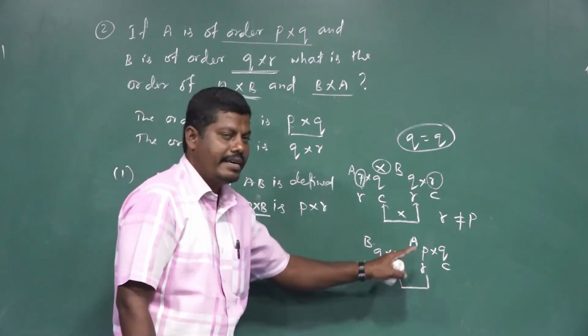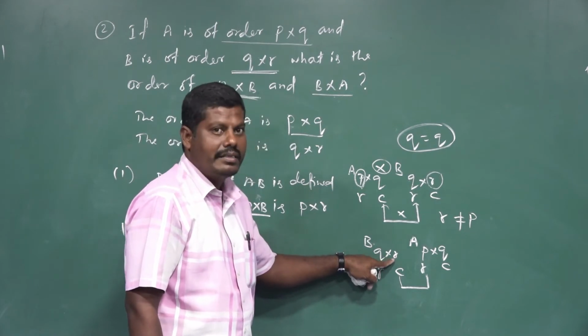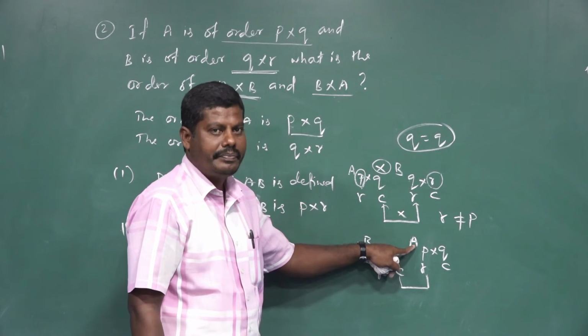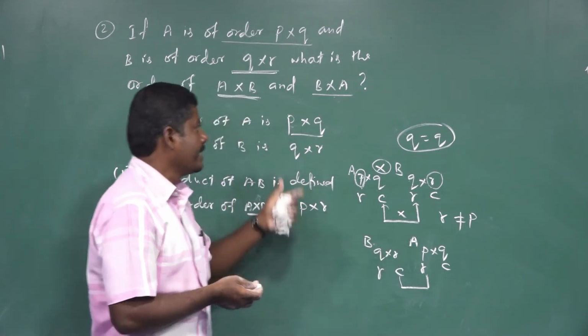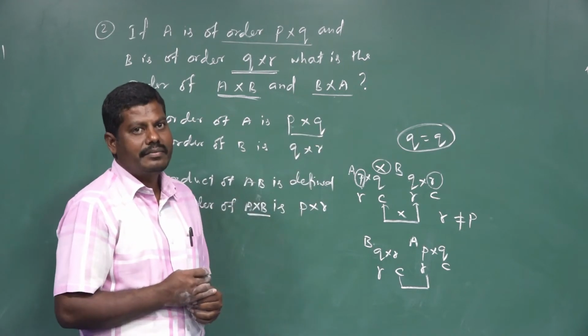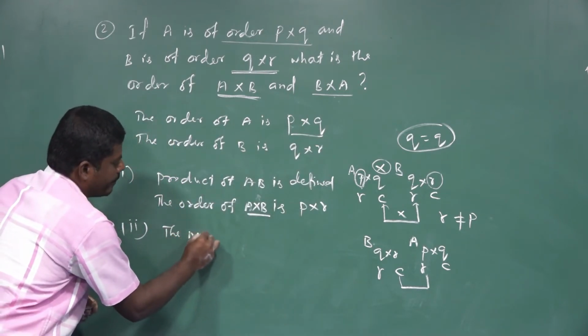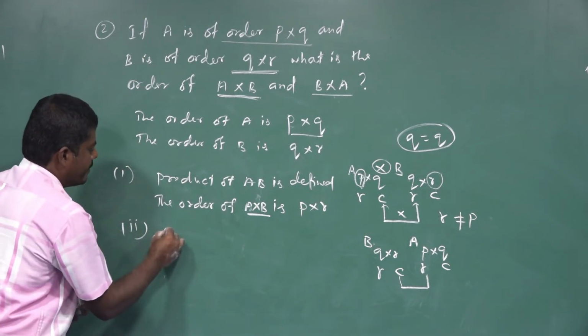B multiply A is not possible because the number of columns in B is not equal to the number of rows in A. Understand? Therefore, matrix multiplication is not possible. So we cannot write the result matrix order. Understand? So matrix multiplication is not defined.